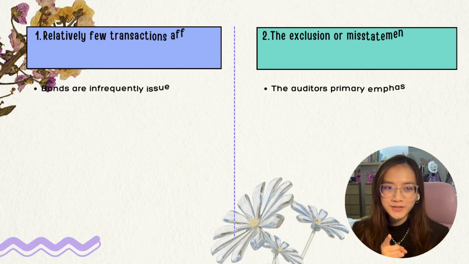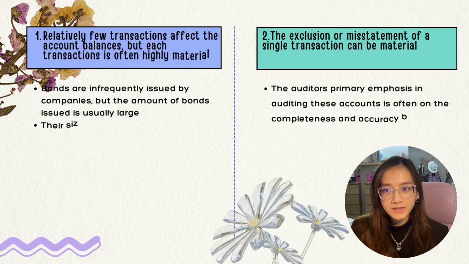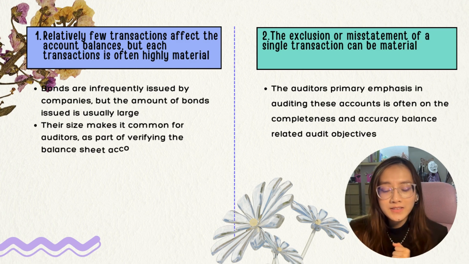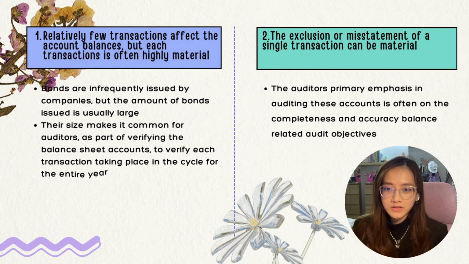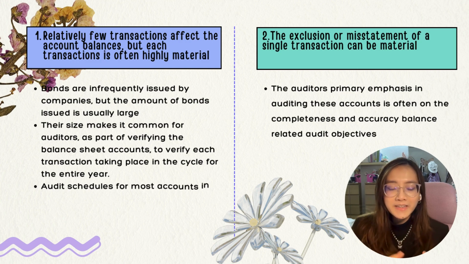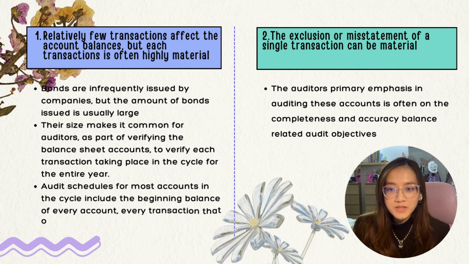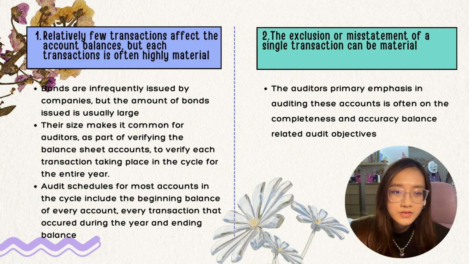Let's talk about the first characteristic, which is relatively few transactions affect the account balances, but each transaction is often highly material. What does this mean? It means that while the number of transactions involving bonds is low, each individual transaction has a significant impact on the financial statements, hence highly material, which indicates that these transactions involve large sums of money or are otherwise important enough to influence decisions made by users of the financial statements.